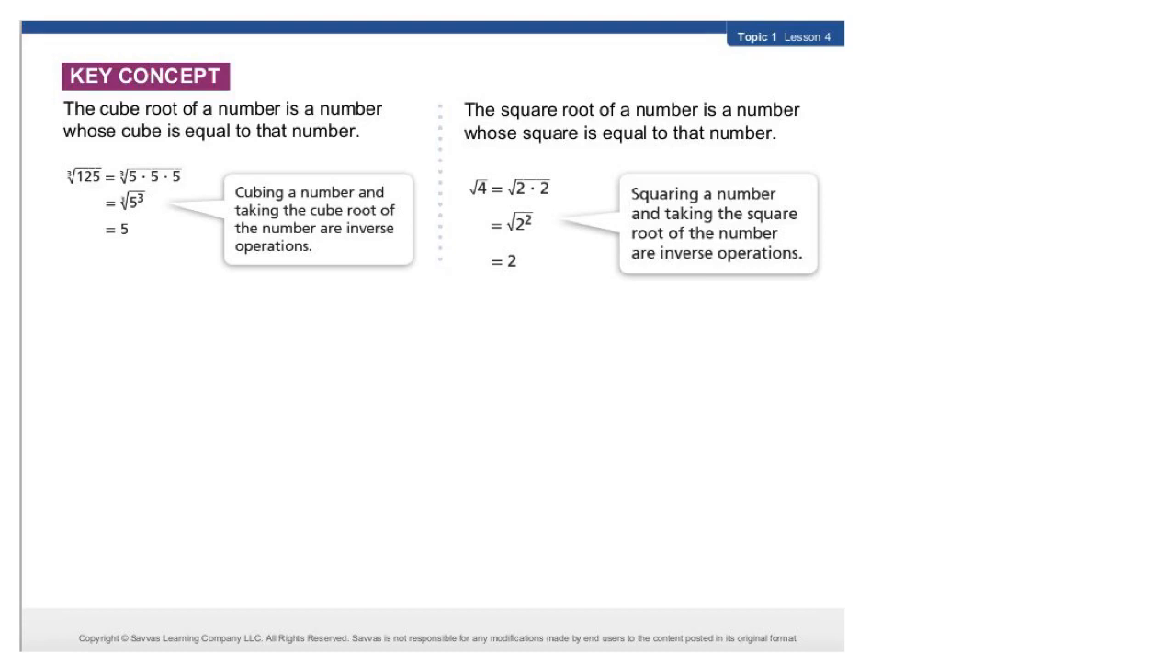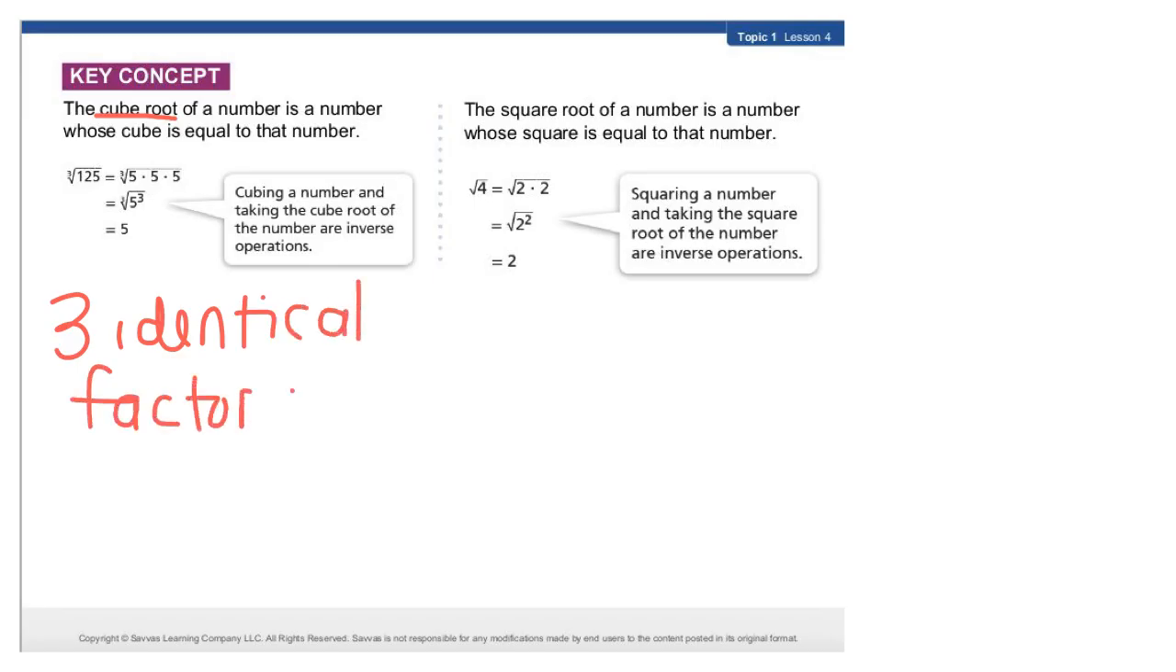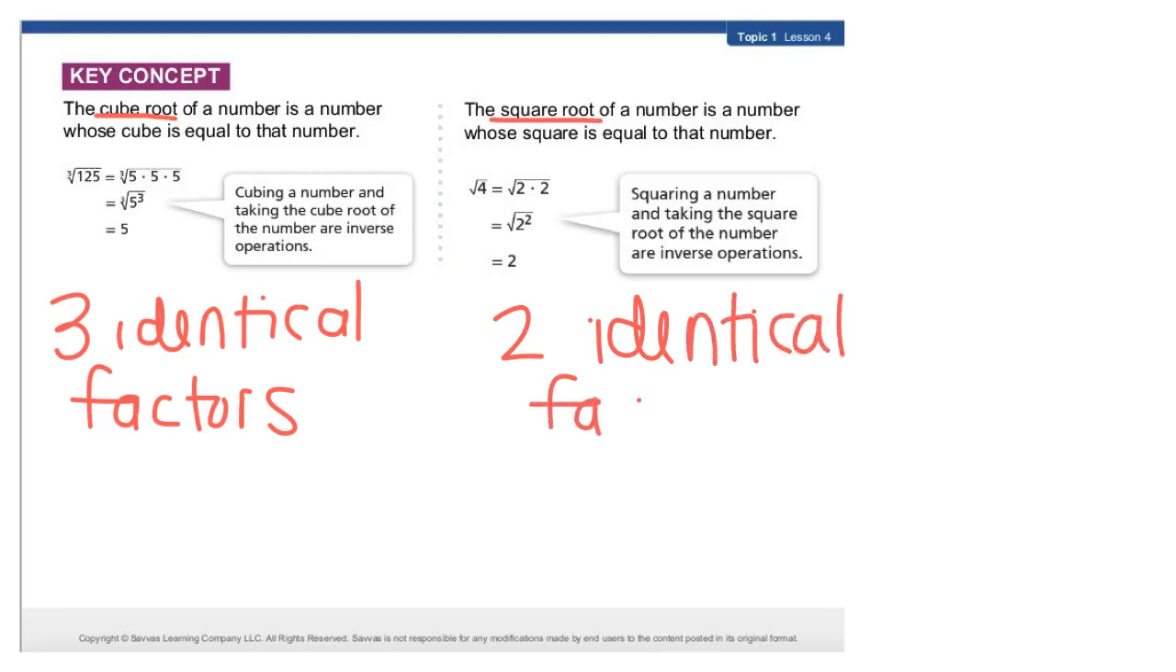Please turn to page 30. This is your key concept. What you need to remember out of this lesson is that when you have the cube root of a number, you are looking for 3 identical factors. When you are looking for the square root of a number, you are looking for 2 identical factors. Sometimes you can use your cube and square list, and other times you're going to use the calculator.